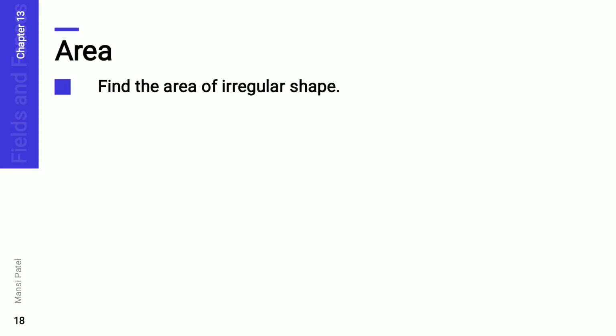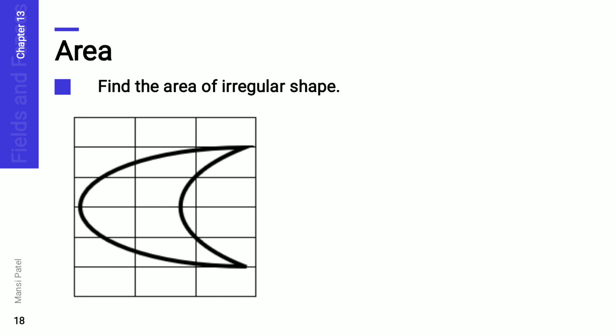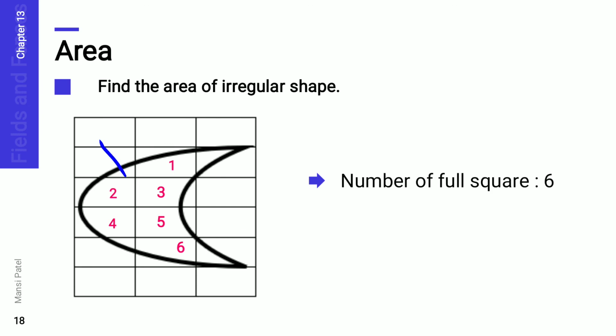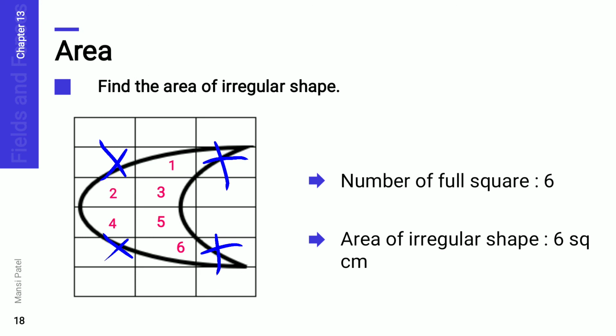Now again one example to find out the area of irregular shape. In this also first you want to count the number of squares which occupy the whole square and more than half. Count it. 1, 2, 3, 4, 5 and 6. So the number of full squares is 6. Whereas this part, this one and this one, you have to cancel it. Why? Because it occupies less than half square. Therefore, the area of this figure is 6 square centimeter.